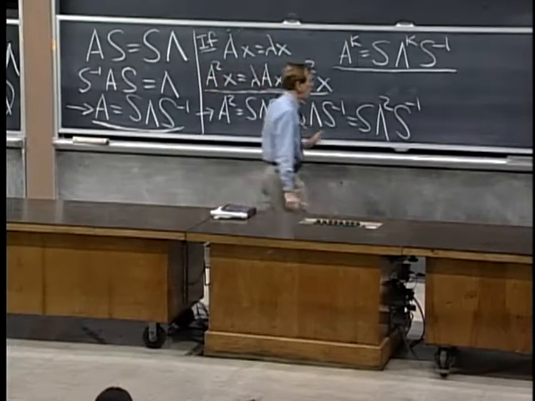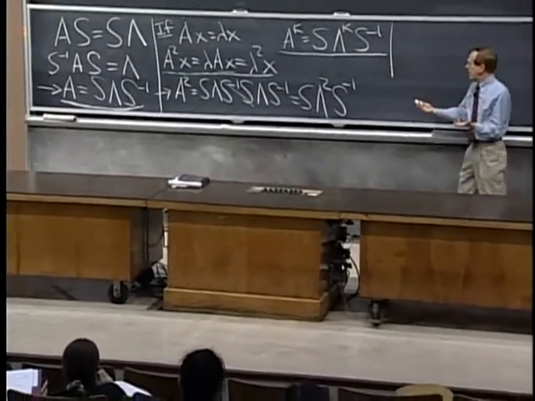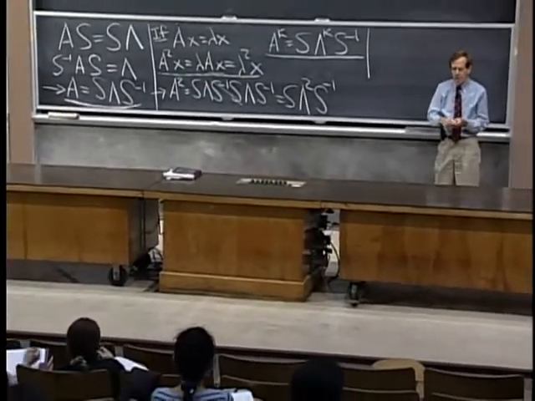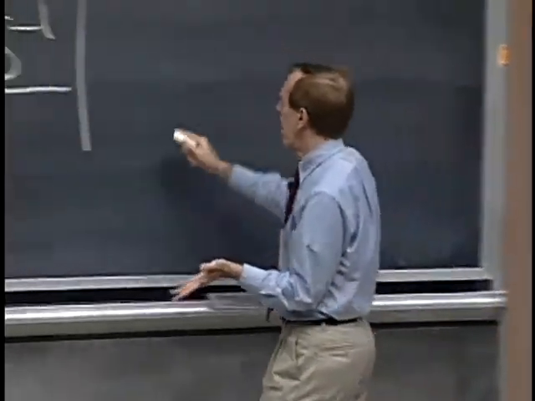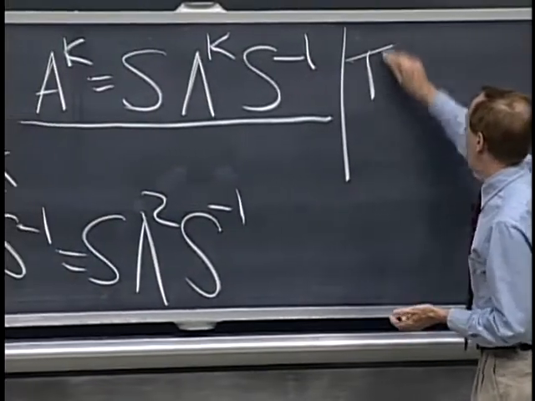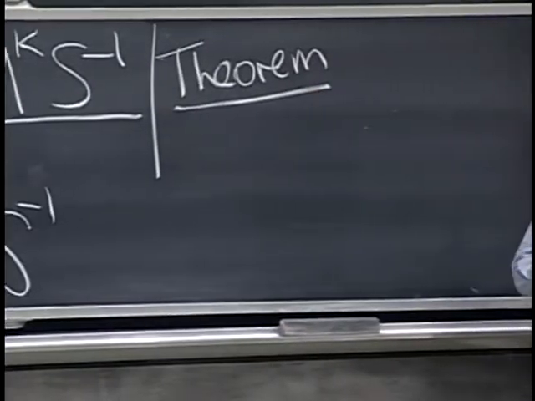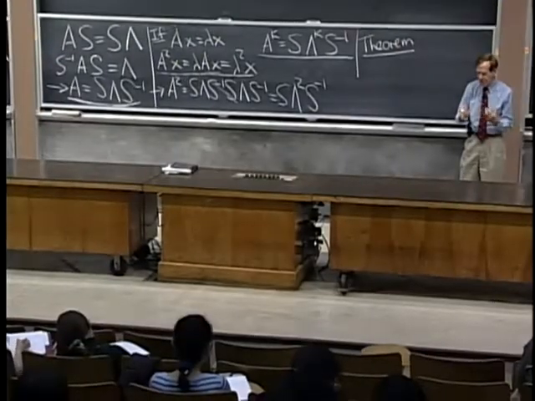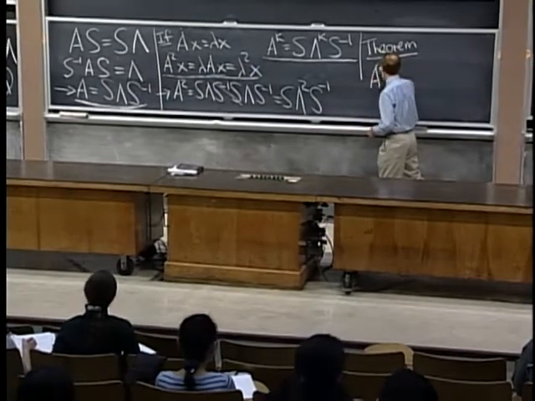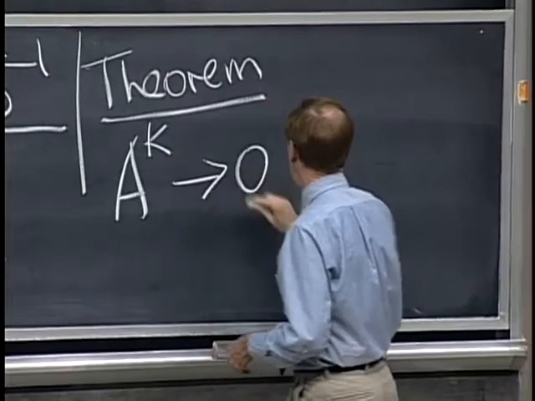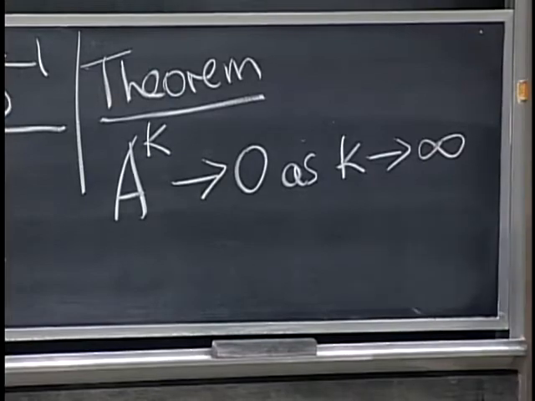For example, when do the powers of a matrix go to 0? I would call that matrix stable, maybe. So I could write down a theorem. I'll write it as a theorem just to emphasize that here I'm getting this great fact from this eigenvalue picture. Okay, A to the k approaches 0 as k gets bigger. If what?